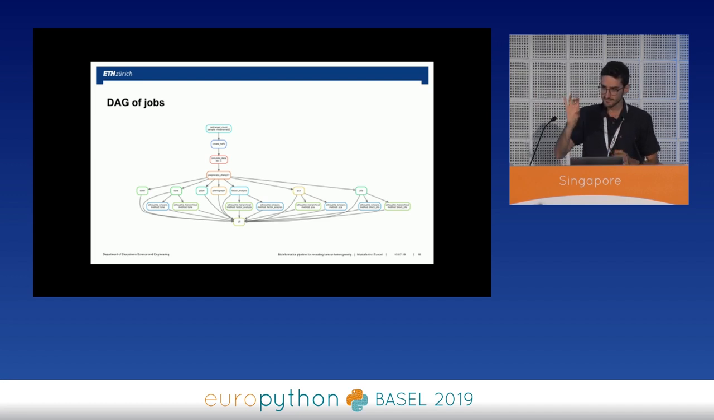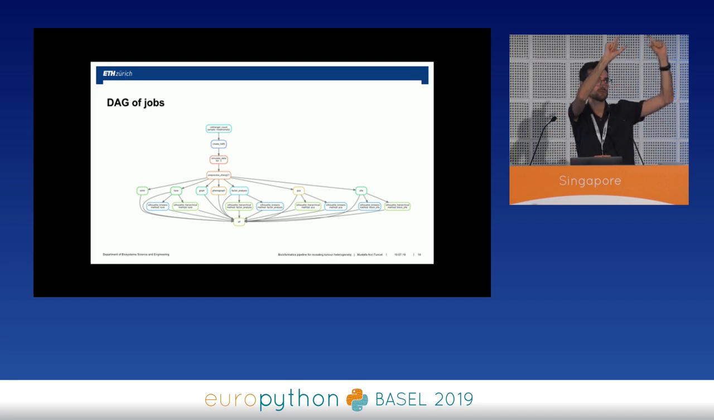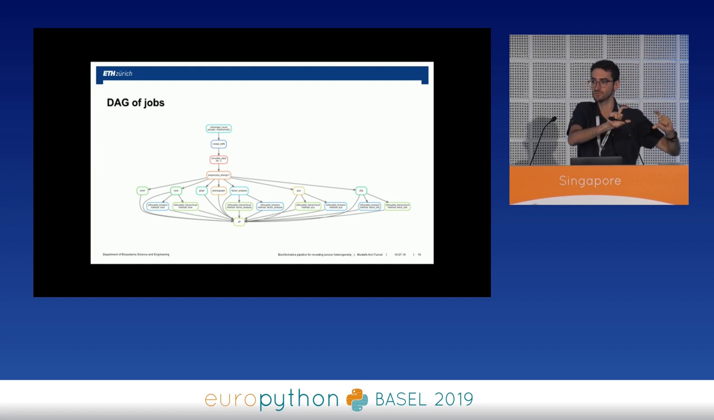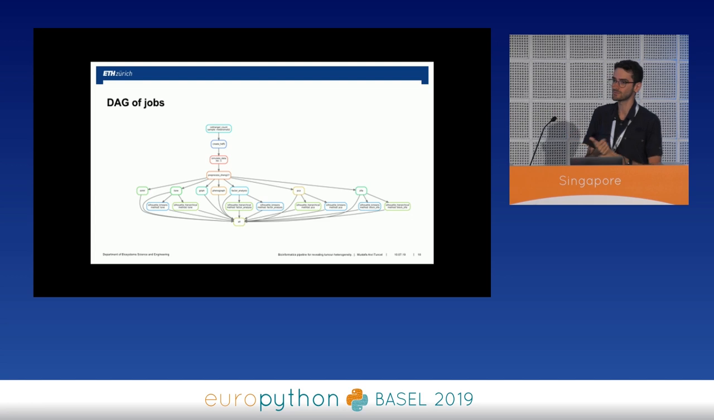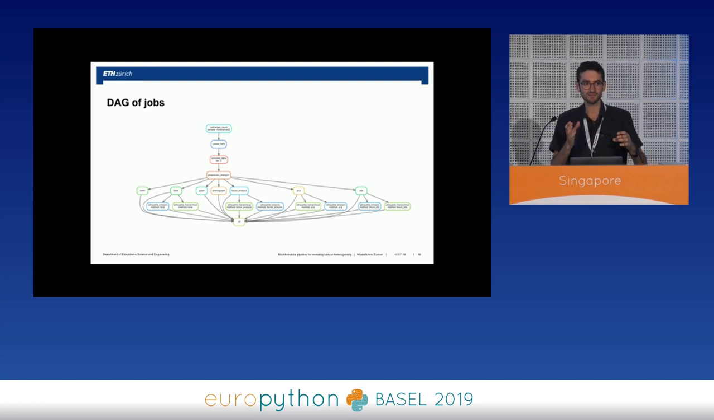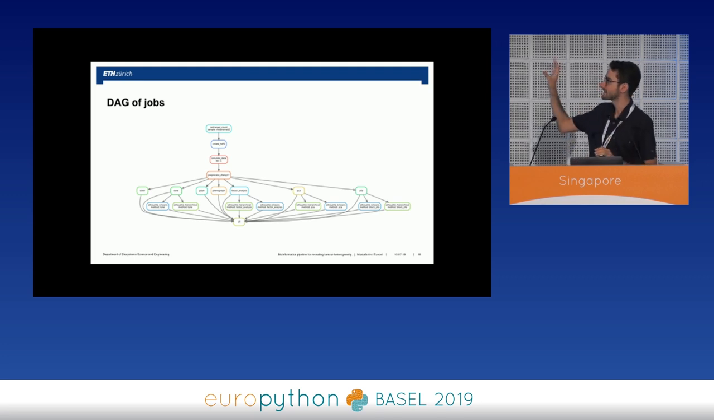And this directed acyclic graph of jobs is created automatically. We don't need to tell it, look, okay, first do this rule, then the second rule, then the third rule. There is a way of enforcing that in a workflow management system, but by using the inputs and outputs, it automatically detects the directed acyclic graph of the job execution.